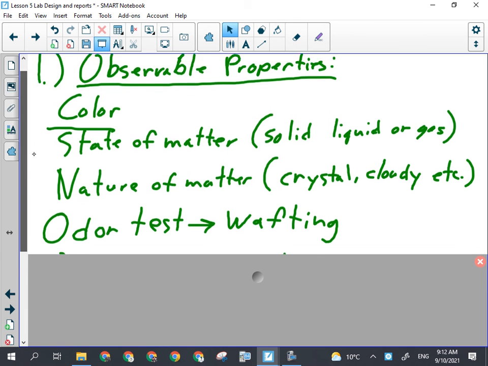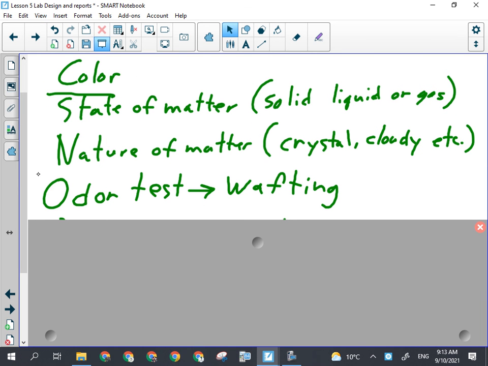The next thing we want to do is record whether or not this material is soluble or not. Okay, so how do we test solubility? What do we have to add to all of them? Water. Exactly.